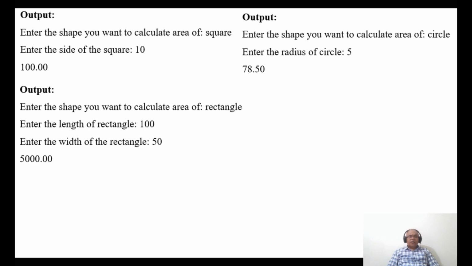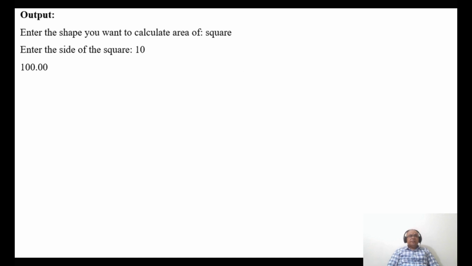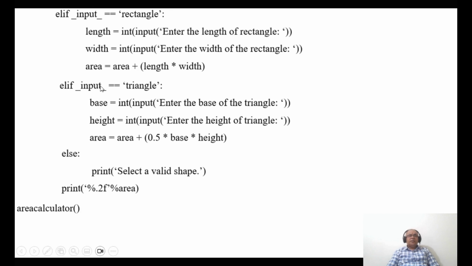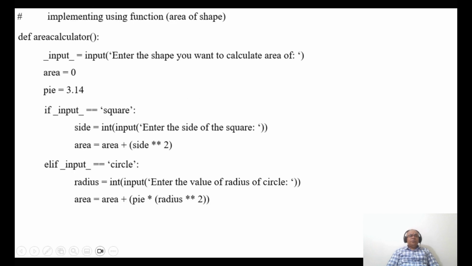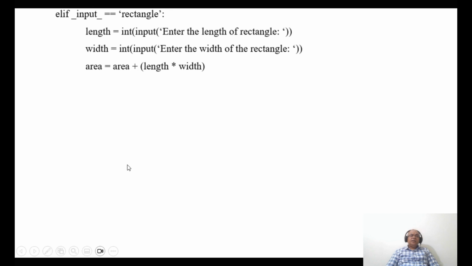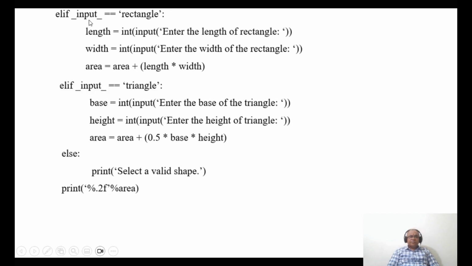Now enter the shape you want to calculate the area of: rectangle. So here, if you want to calculate the area of the rectangle, we give the input, enter the shape you want to calculate the area. Here we are giving rectangle. Is rectangle equal to square? No, it skips this. Then is rectangle equal to circle? No, it skips this also. Then it comes to this input. Is rectangle equal to rectangle? Yes. Length, int input, enter the length of the rectangle.